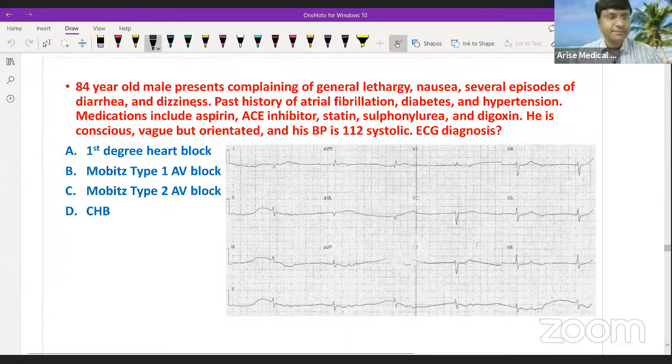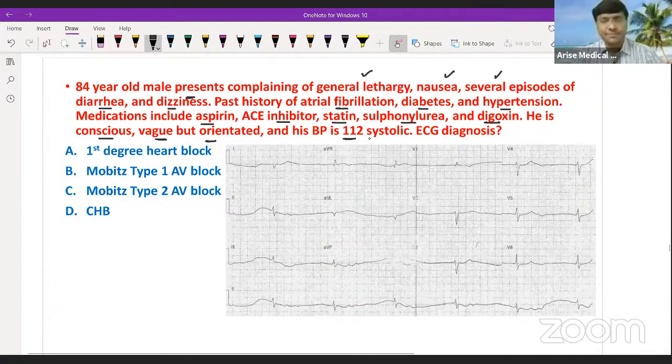An 84-year-old male patient presents complaining of fatigue, nausea, several episodes of diarrhea and dizziness. There is also past history of atrial fibrillation, diabetes mellitus, and hypertension. The medications used by the patient are aspirin, ACE inhibitor, statin, sulfonylurea, and digoxin. Presently, he is conscious, vague, but oriented. Blood pressure is 112 systolic.